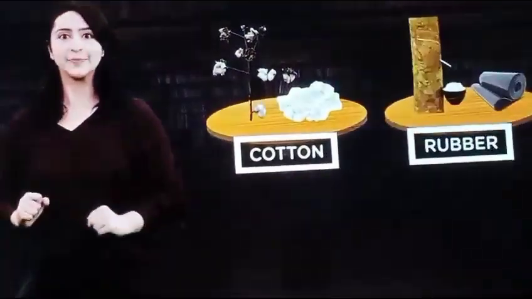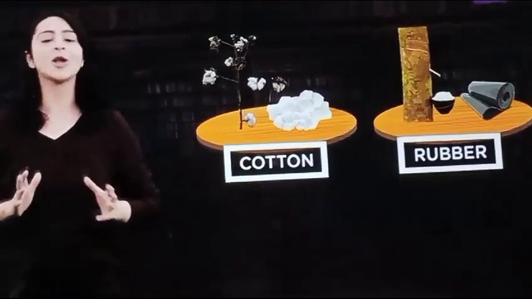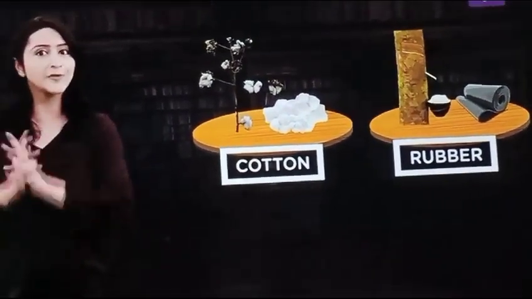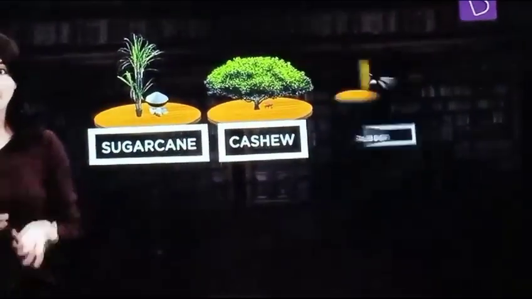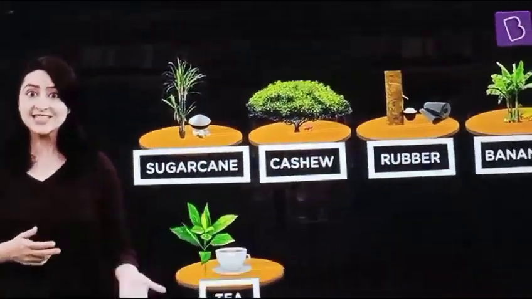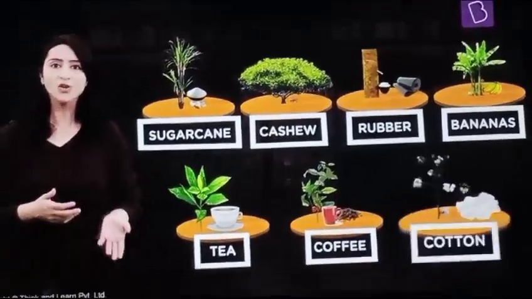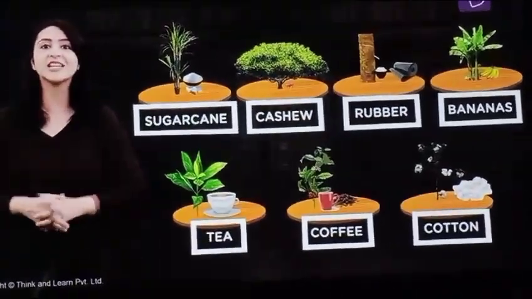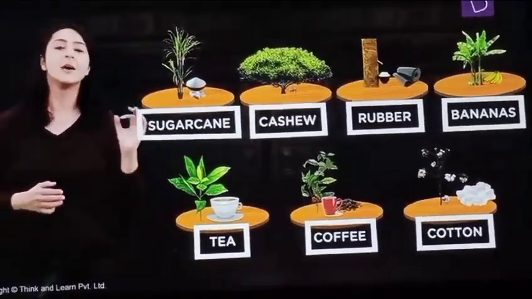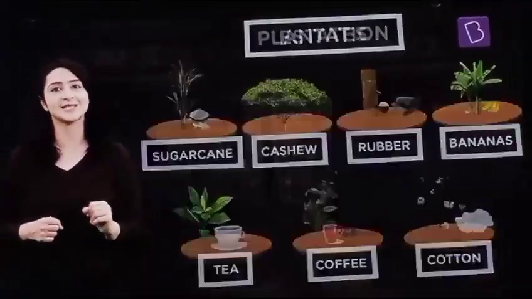Now, in commercial grain farming, crops are cultivated to be sold in markets, and then these crops are usually consumed. But what about crops such as cotton or rubber? These crops are not grains, but are sold in the market for a profit. Sugarcane, cashew, rubber, bananas, tea, coffee, or cotton are commercially cultivated in large farms called plantations or estates.